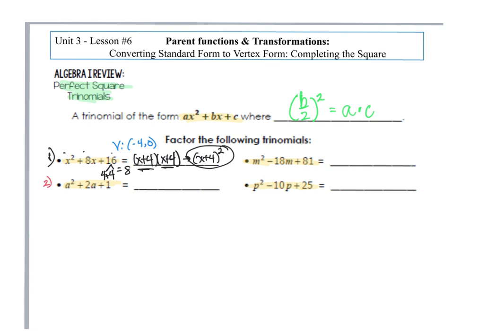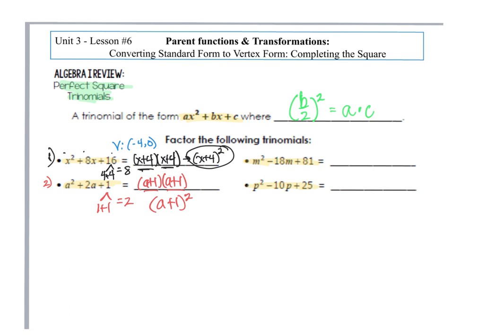I'm going to do the one underneath, a squared plus 2a plus 1. What multiplies to 1 and adds to 2? Well, that would be 1 times 1, two positive 1s. Multiply to 1, but add across to 2. So we would have a plus 1 times a plus 1, which is really a plus 1, all in parentheses, squared. Again, that's why it's a perfect square trinomial, because the two factors are the same. We can write it as a perfect square.